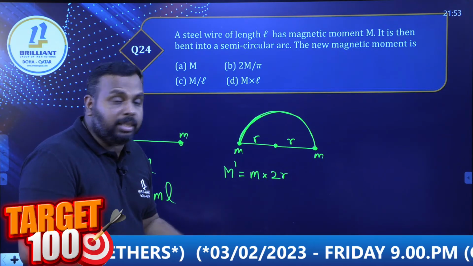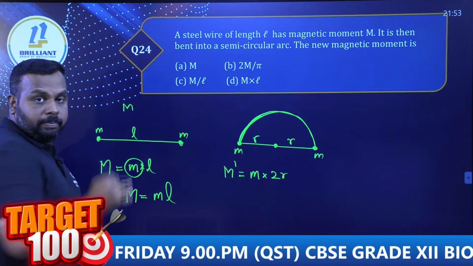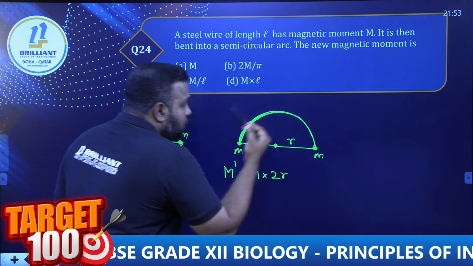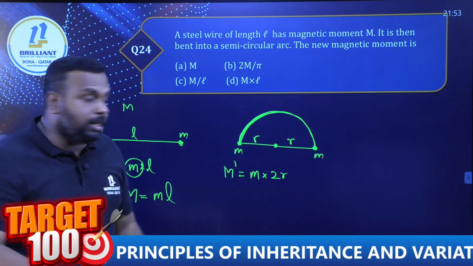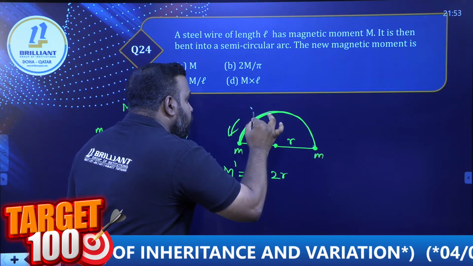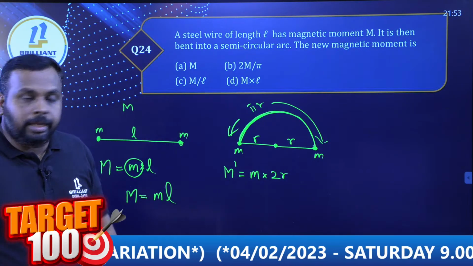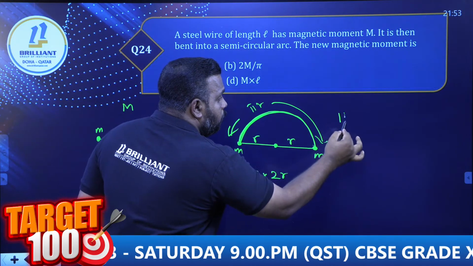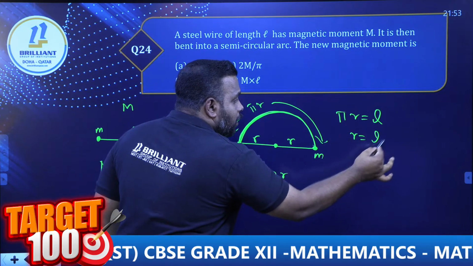Now we have to find the value of R. How to find the value of R? The length of this wire is given as L. That only was made into a semicircle. So you know that for a complete circle the circumference is 2 pi r. So for a semicircle, this length will be equal to pi r, half of a circle. That pi r is equal to the length of the wire. So we can write pi r is equal to L. So r is equal to L by pi.